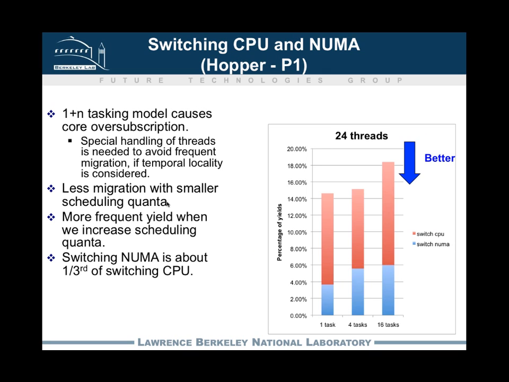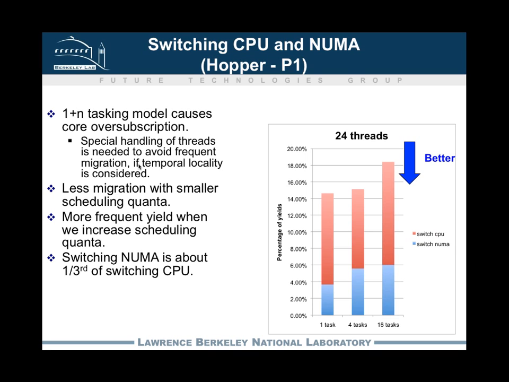One thing that also comes from the tasking model used by Libutil is that Libutil uses a 1 plus n tasking model, which means that you have one main thread and n worker threads. So if you have 24 cores, you have one main thread plus 24 worker threads. And this causes oversubscription of the cores. If we use one main thread plus 23 worker threads, typically we have a lower performance because the main thread does not do any work. It just enqueues tasks and then waits. So we get lower performance.